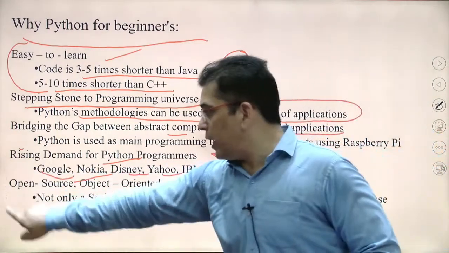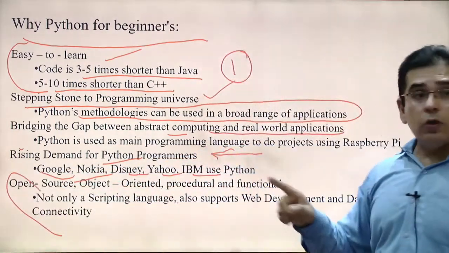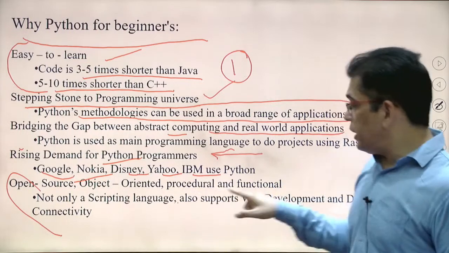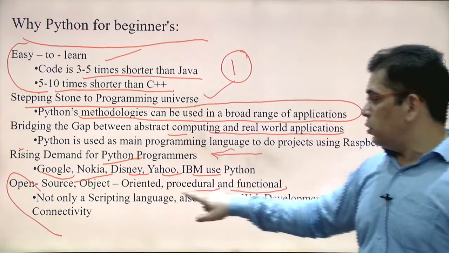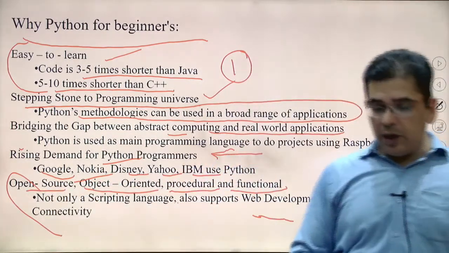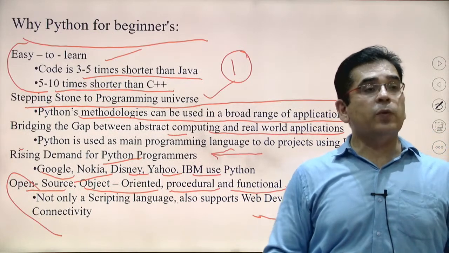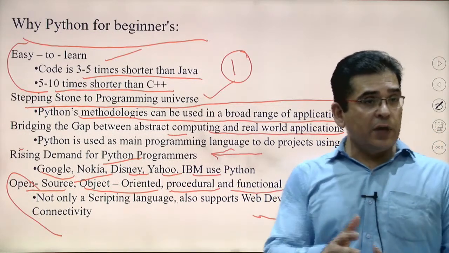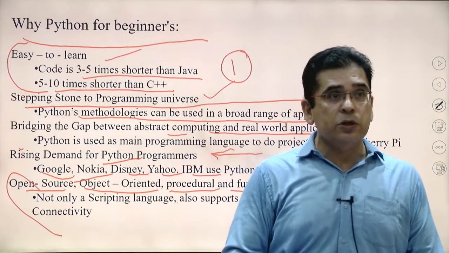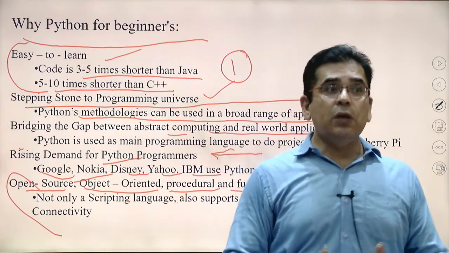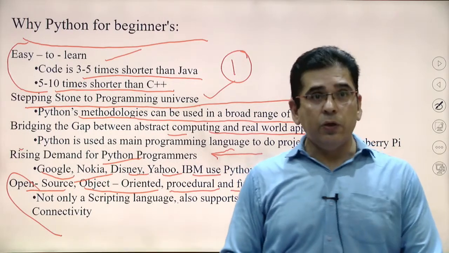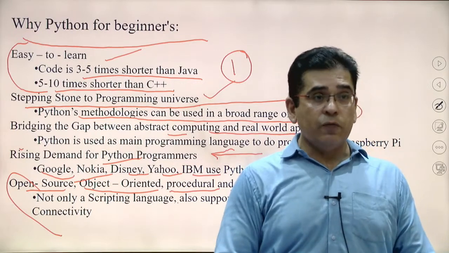The last advantage of Python for beginners is that it is open source, object oriented, procedural and functional. It has four kinds of programming methodologies. Python is open source, so anyone can download it. Today I will provide you the various web links from where you can download Python on your system, or you can use it directly with online resources. No need to install Python or an editor or any interpreter if you do not have a large hardware configuration.